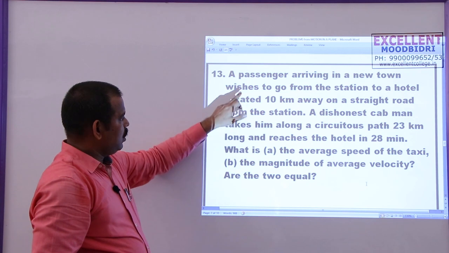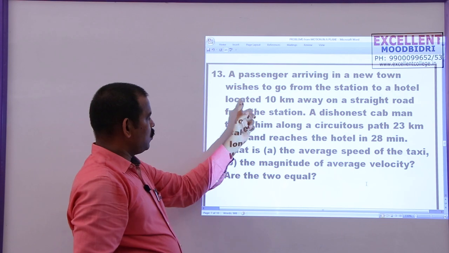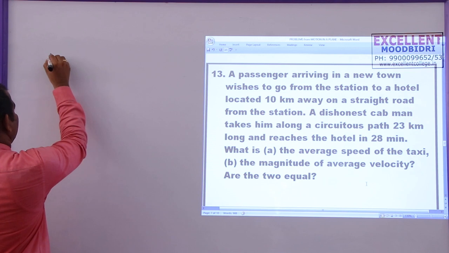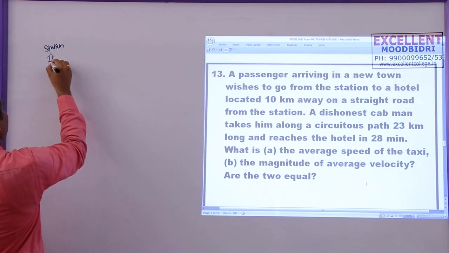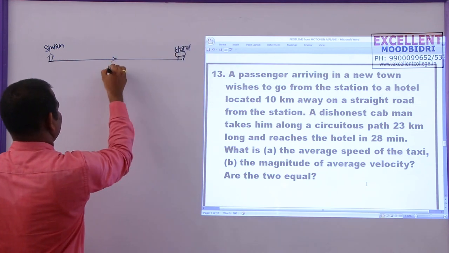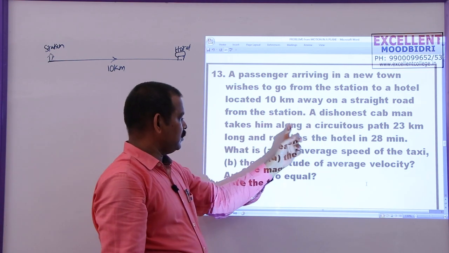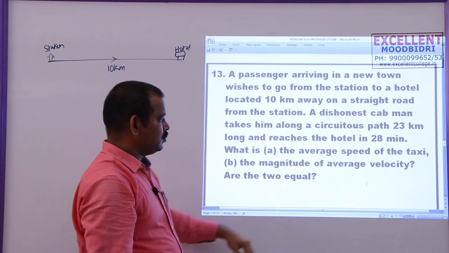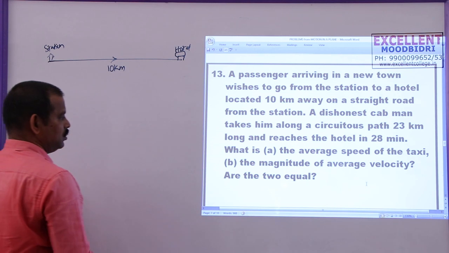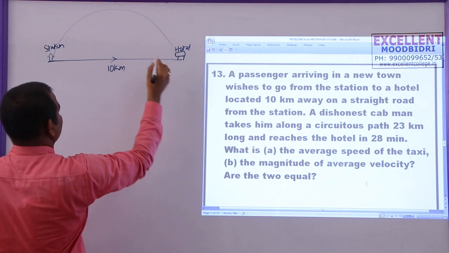A passenger arriving in a new town wishes to go from the station, whether it is a bus station or railway station, to a hotel located 10 km away on a straight road from the station. So let us say this is the station, and on a straight road they have a hotel here. So this is the hotel. The total distance is 10 kilometers. A dishonest cabman takes him along a circuitous path 23 kilometers long and reaches the hotel in 28 minutes. So he is moving along, taking a circuitous path like this.